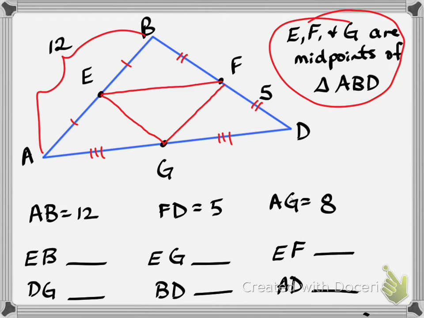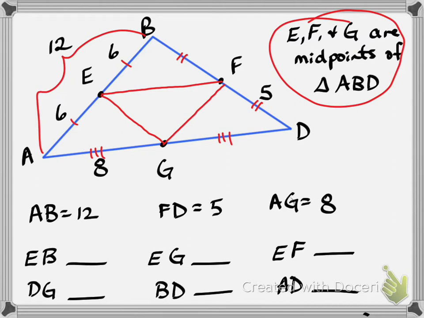Sorry about that. So that's 8. Well, let's see what all we know. Well, let's just start right here. If AB is 12, and if E is the midpoint, let me erase that green circle. Doesn't it make sense that both of these segments right here would be 6 long?